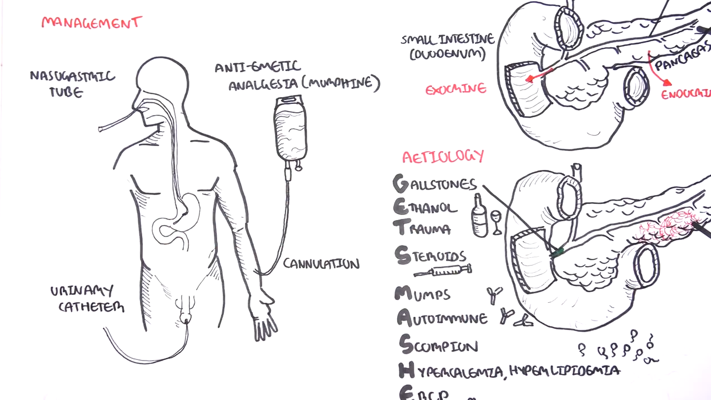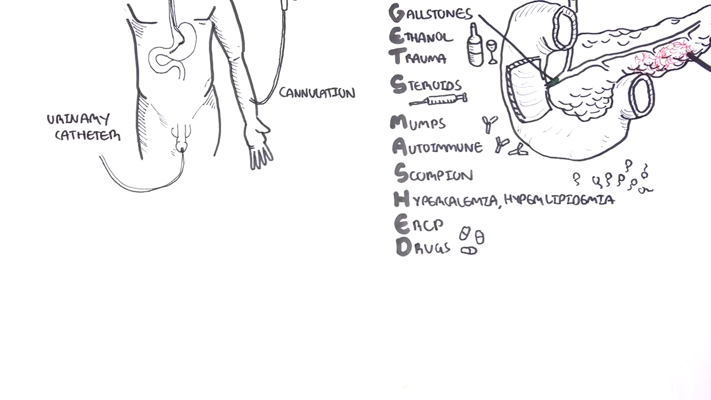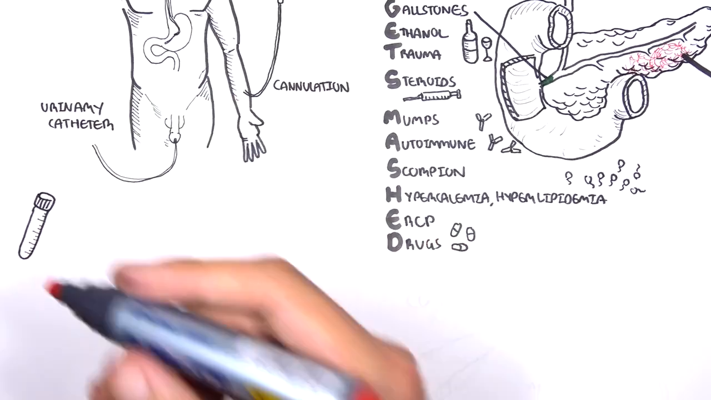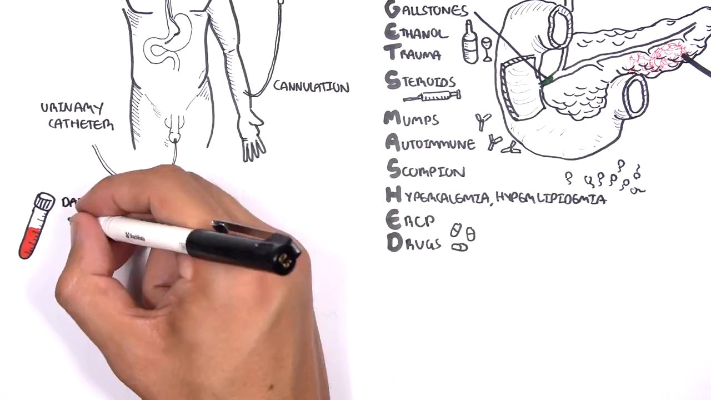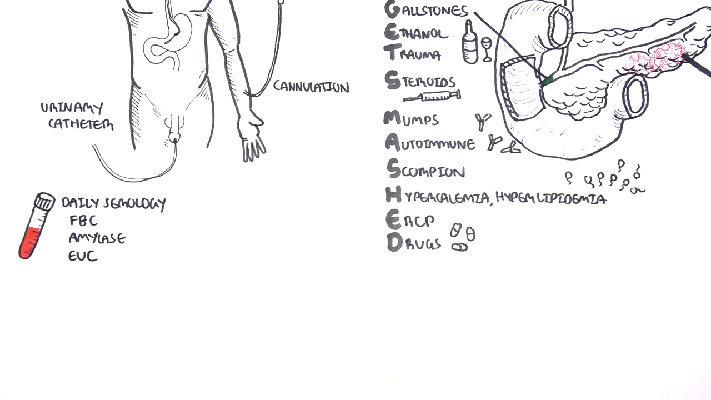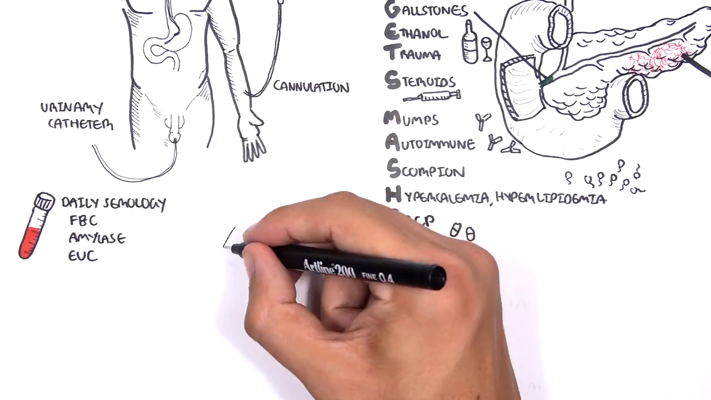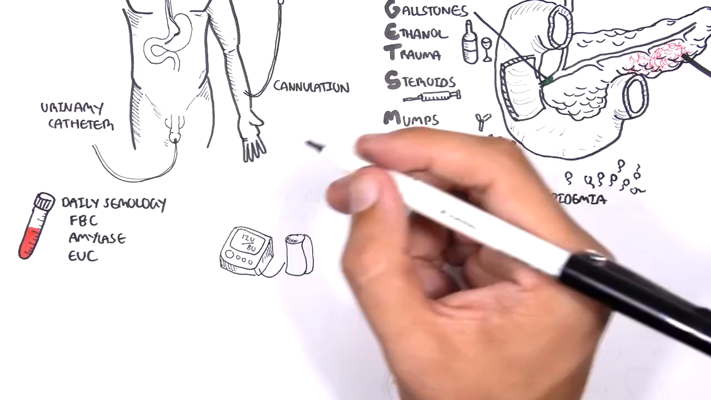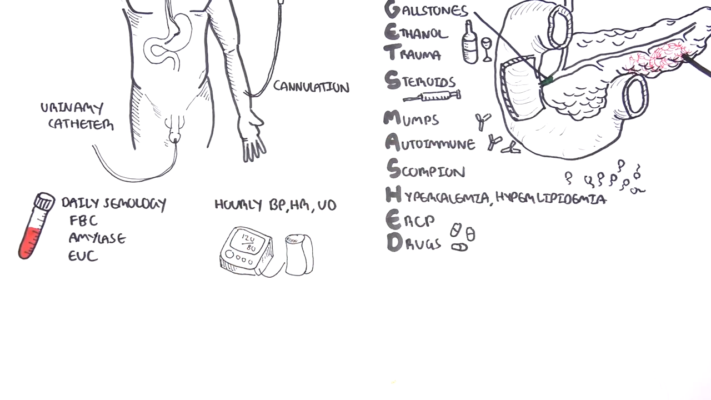Urinary catheterization is important in monitoring urine output. Further monitoring includes daily serology of full blood count, amylase levels, and EUC. Hourly blood pressure, heart rate, and urinary output are also advised.